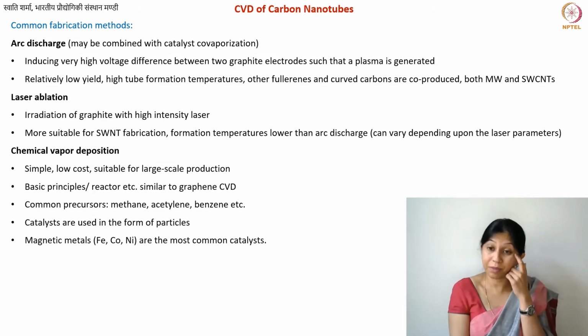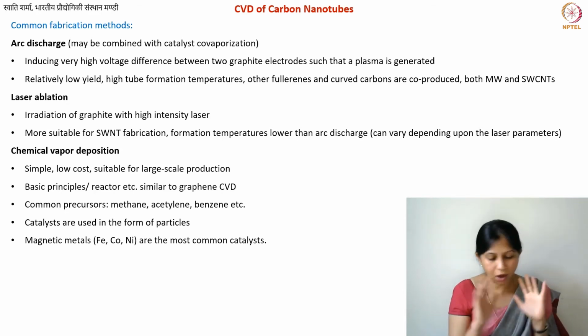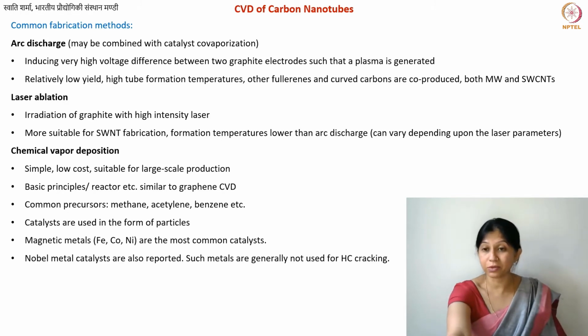Again, nickel we also use for graphene synthesis, but there we also use copper. We typically don't use iron very much in the case of graphene, although all of these metals have been reported. But the commonly used catalysts in the case of carbon nanotubes are these magnetic metals, iron, nickel, and cobalt. So maybe you can think about it. Why would you use magnetic metals, or does it make any difference?